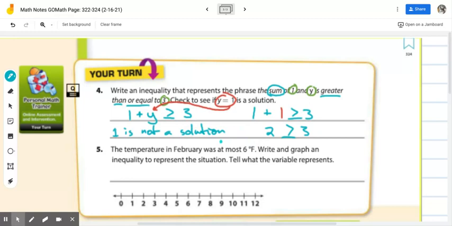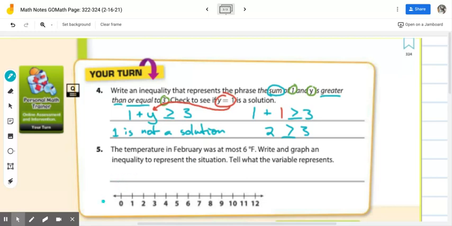Now, what would be a solution? Well, we could do 2, right? 1 plus 2 is 3, and 3 is greater than or equal to 3. You could do 3, so 1 plus 3 is 4, so 4 is greater than or equal to 3, and then everything that is greater than that would work, would be a solution.